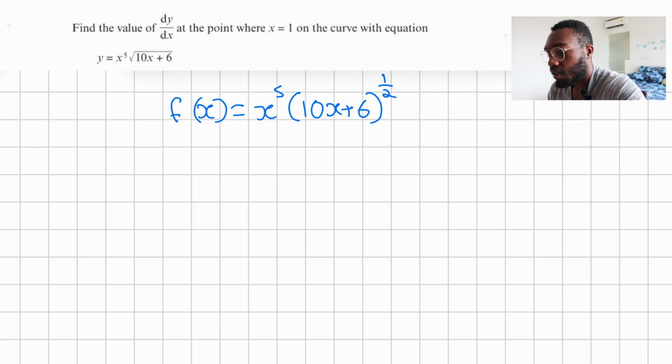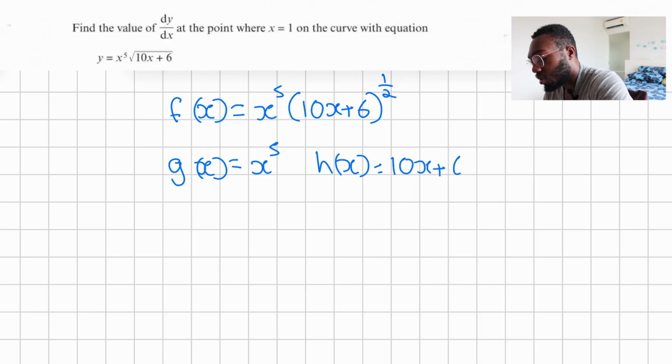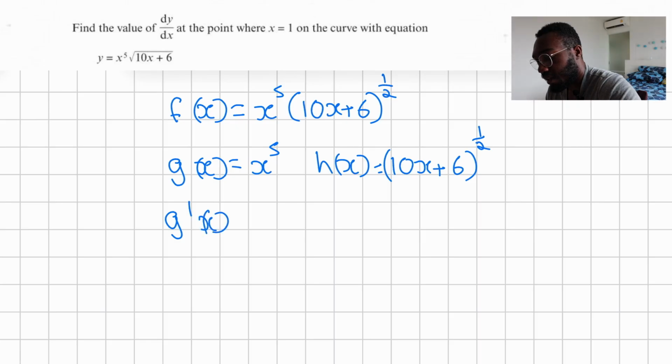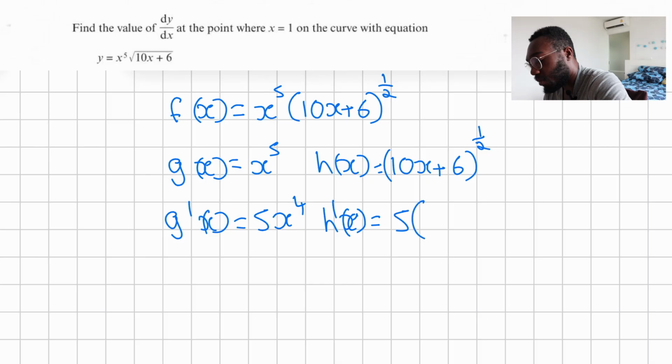Now that I've done that, what would g of x be? Well, we can let g of x be x to the power 5, and then h of x can be 10x plus 6 to the power of a half. So g dash x, we differentiate that, that'll be 5x to the power of 4. And then h dash x, well, we'd get a 10 that will come out of the brackets, and then that half would times by a half. So 10 times a half is a 5. And then we still have our brackets of 10x plus 6, and that power would change by 1, so that would be minus a half.